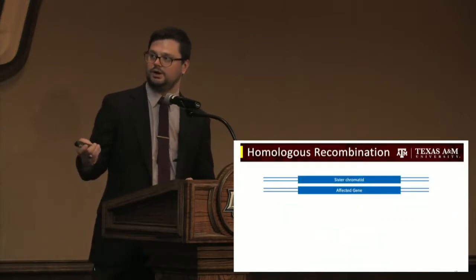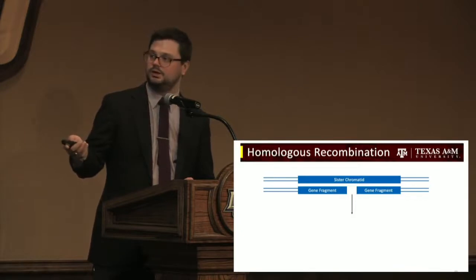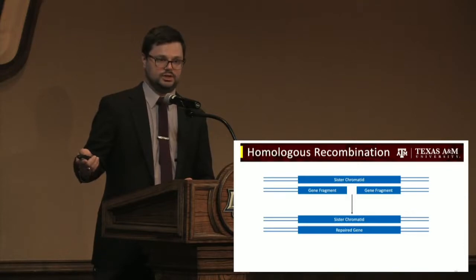And then homologous recombination, you need a sister chromatid. And so if damage happens and you have this double-strand break, then the sister chromatid is used as a template, and then it's completely repaired, generally error-free.